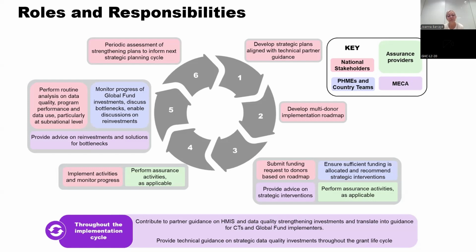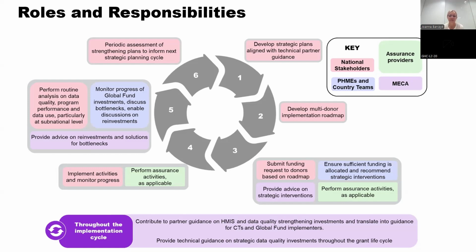Then you would submit a funding request to the Global Fund, potentially also to other donors. The country teams support you in taking up the strategic interventions, making sure that those are the priority interventions aligned with technical partner guidance that are applicable to your specific EPI context and country context. The MECA team provides guidance during this stage as necessary. And then we also define what potential assurance activities would need to be implemented by our assurance providers. Then we come to the implementation stage, which is happening now during GC7.